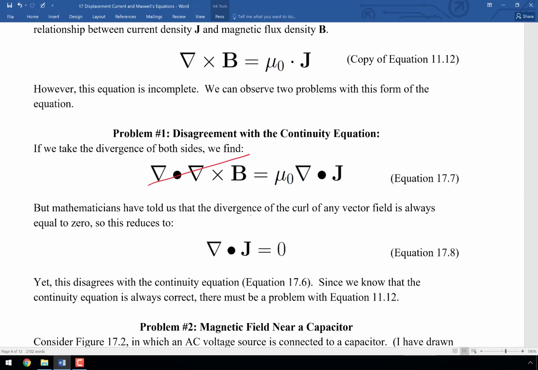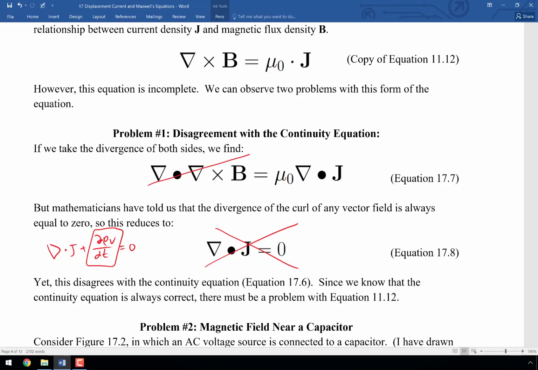Remember that the continuity equation said the divergence of J plus the partial of rho sub v with respect to t is equal to 0. Well, if those are both true, then that must mean that this partial of rho sub v with respect to t is equal to 0 at all times in all places. And it most certainly is not. Charge density is moving around all the time. So if you have to pick which of these two equations is correct, well, it's not this one. So we know that that is not correct.